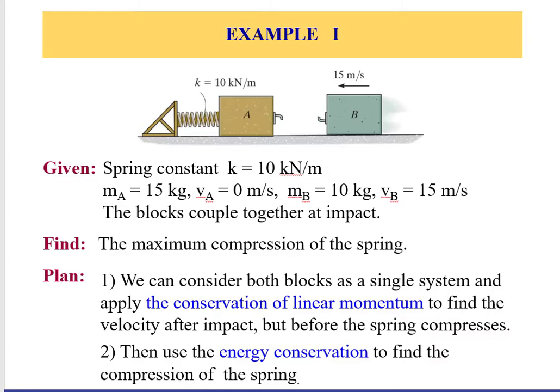Let's take this fourth example. We have two blocks. Block A is spring-loaded, initially at unstretched position, with a spring constant of 10 kilonewton per meter, and the velocity of block A is 0 at this instant. There's a block B moving toward block A at a velocity of 15 meters per second. If the masses MA and MB are known, 15 and 10 respectively, find the maximum compression of the spring.